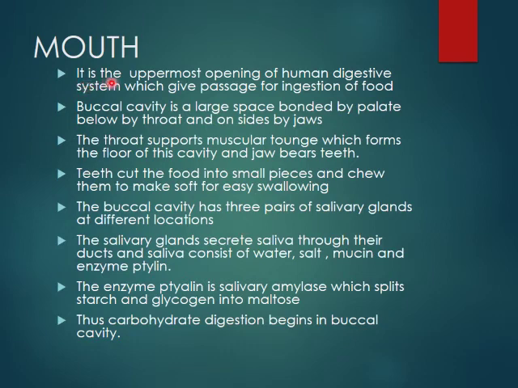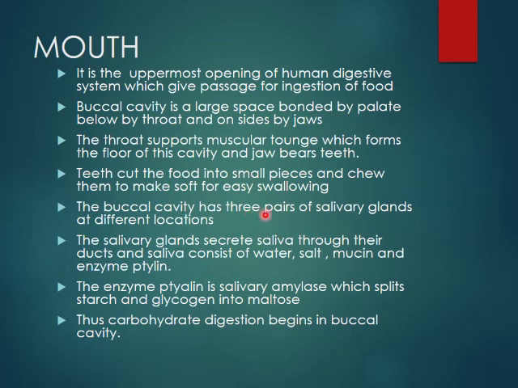Now the mouth is the uppermost opening of the human digestive system which gives passage for ingestion. Ingestion means intake of food. The buccal cavity is a large space bounded by the palate above, the throat below, and the jaws on the sides. The throat supports the muscular tongue which forms the floor of the cavity, and the jaws bear the teeth. Teeth cut the food into small pieces and chew them to make them soft for easy swallowing. Otherwise the food cannot be swallowed if it is not broken down into smaller pieces.